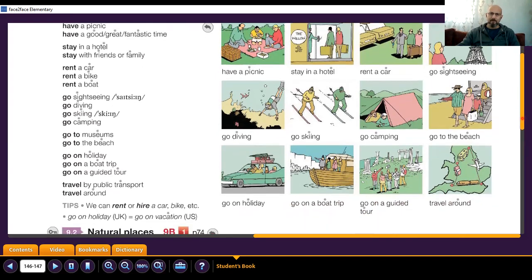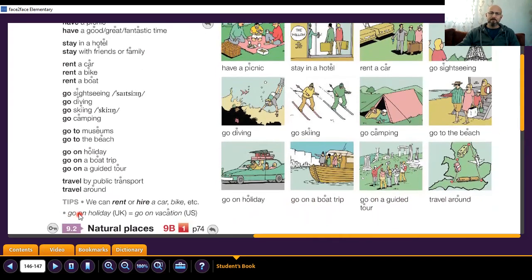Okay. And here we have the tip. We say we can rent or hire a car or a bike, etc. So rent and hire are the same. Go on holiday, this is UK. Go on vacation, USA. Okay.